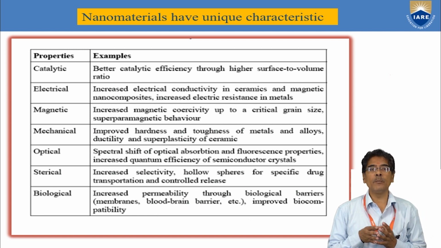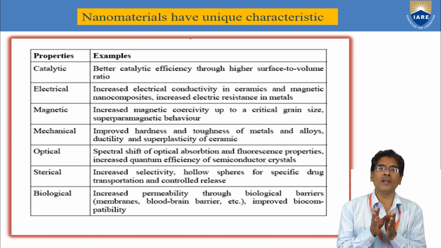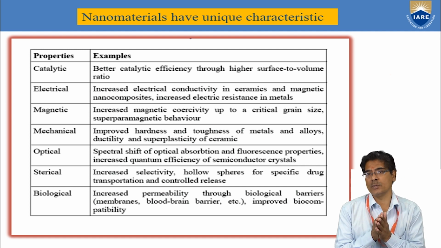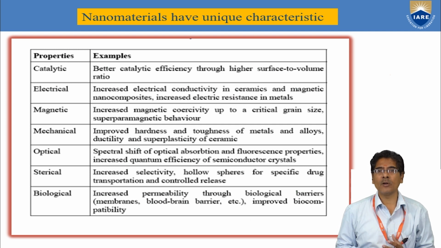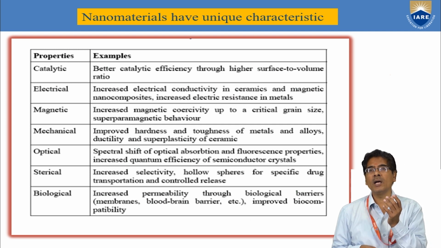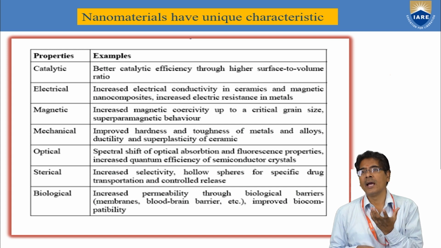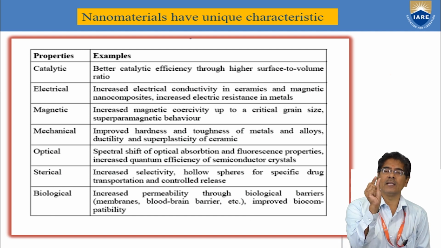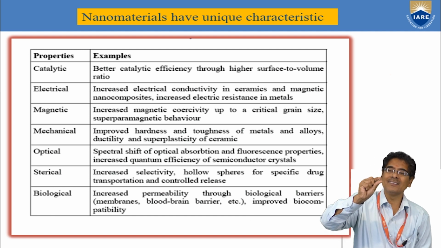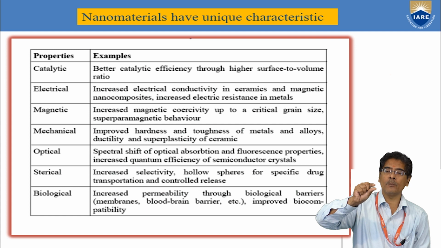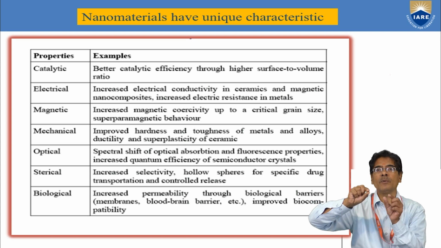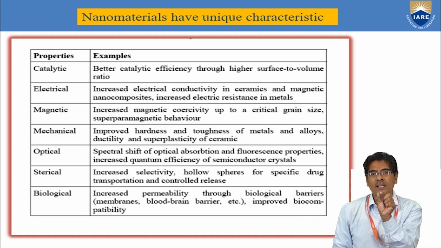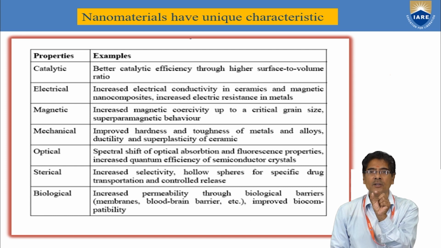So this is one of the important parts. Every property of nanomaterials is very important to study for application. If you come to the mechanical property, we have improved hardness and toughness of metals and alloys, and ductility and superplasticity of ceramics. If you take a metal and start pressing it, due to its ductility, it immediately comes to the powder stage. If you take iron or mica and just press it, that is the mechanical property, that is, improved hardness and toughness of metals and alloys, ductility and superplasticity of ceramics.